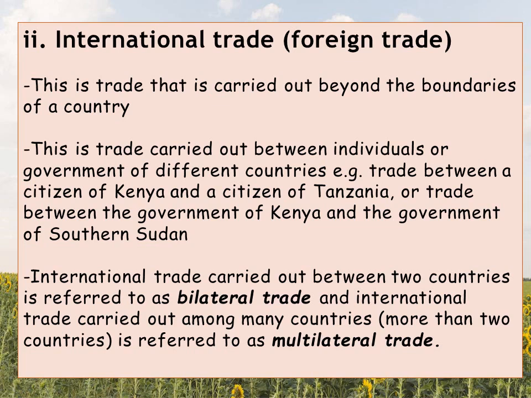The trade that is carried out between individuals of a country and individuals of another country, or between one government and another government, we will be referring to as international trade. So if, for example, a Kenyan citizen goes to Uganda to buy items, or a Ugandan citizen comes to Kenya to buy items, then that is international trade taking place. If the government of Kenya goes to Uganda to purchase items, then that is international trade.